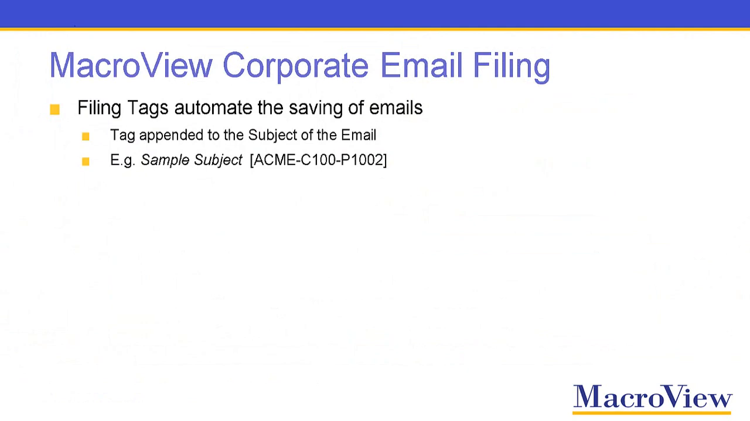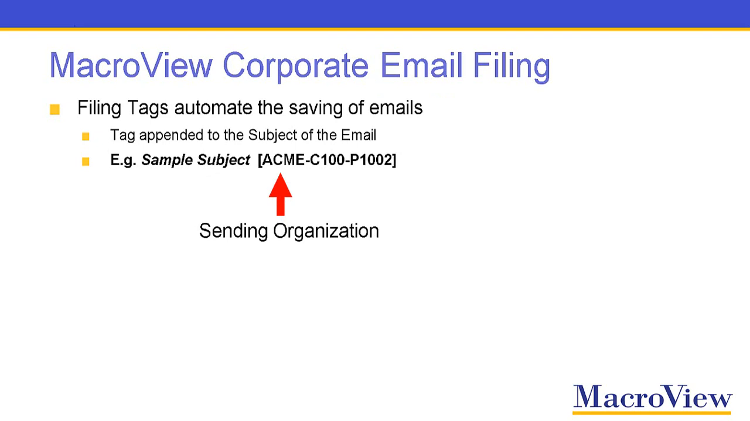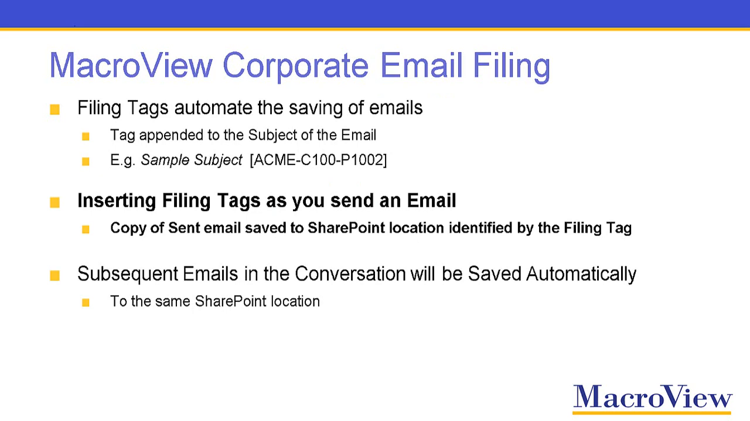MacroView corporate email filing uses filing tags to automate the saving of emails. The tags are appended to the subject of the email. For example, Acme, identifying the organization, C100, a client code, and P1002, the code for a project or case or matter.